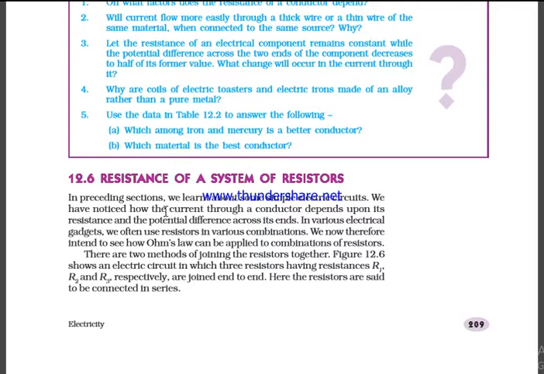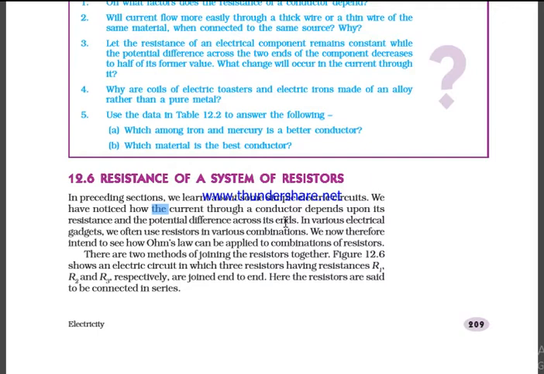We have noticed how the current through a conductor depends on its resistance and the potential difference across its ends. In various electrical gadgets, we often use resistors in various combinations, especially in your laptop, mobile phone, or many other electrical gadgets like TV, mixie, washing machine. Often you can see it in your electric fan. We now therefore intend to see how Ohm's law can be applied to combinations of resistors.